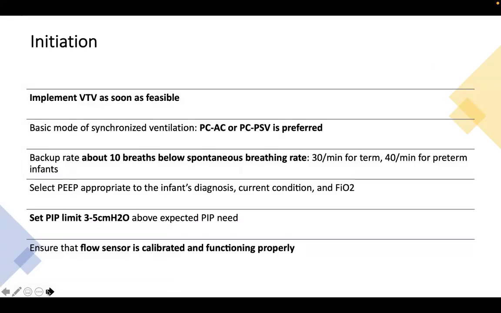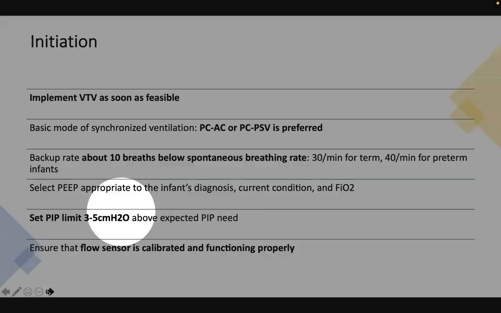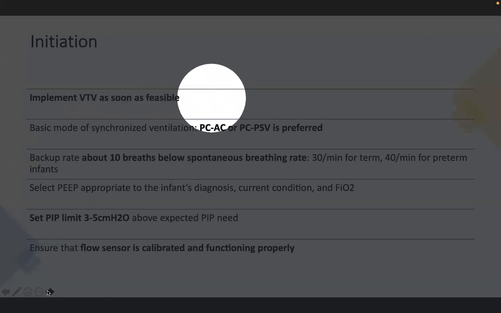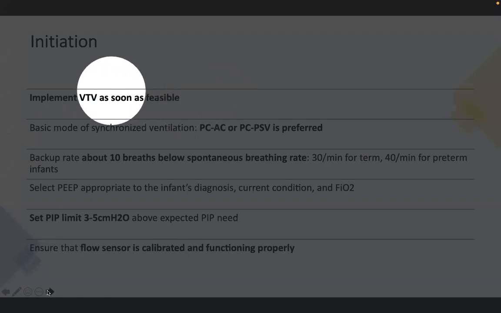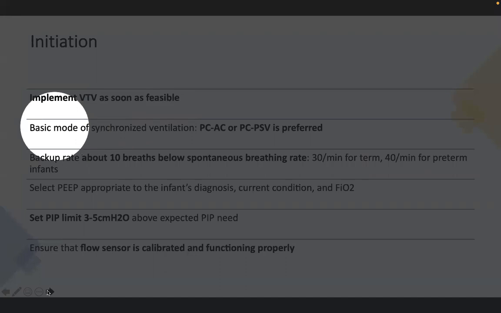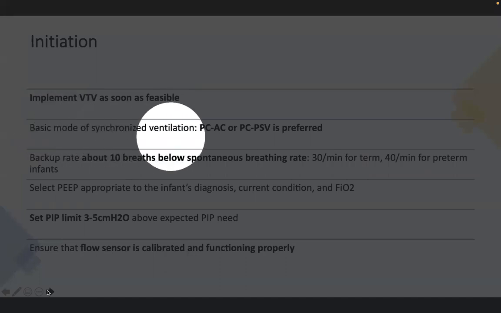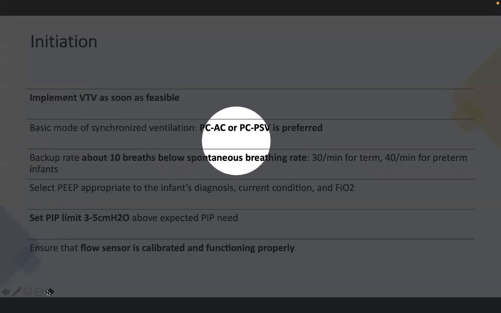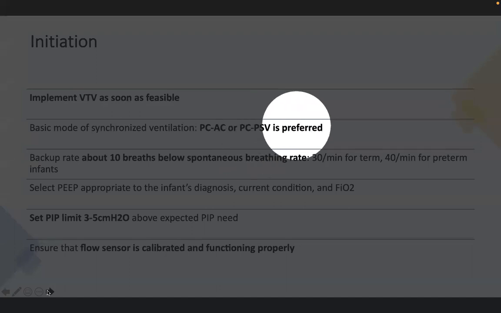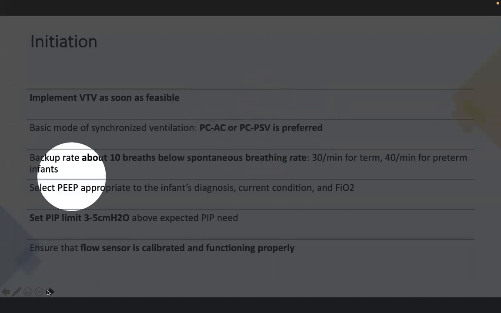Regarding the initiation of volume guarantee ventilation, we should implement volume targeted ventilation as soon as feasible. It is not that we have to wait for it. We can start it right away. For basic modes of synchronized ventilation, PC-AC or pressure control, pressure support ventilation is preferred while using this mode.